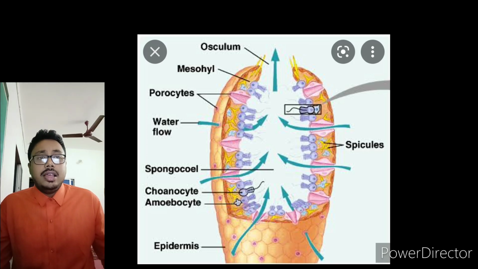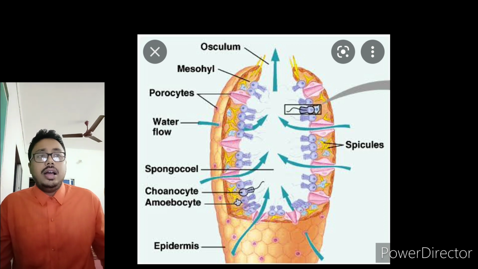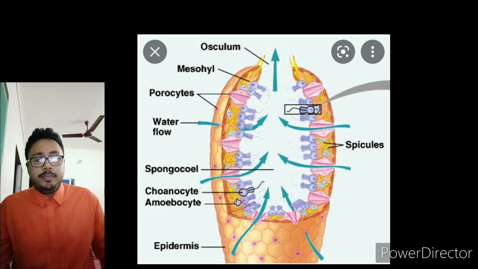For examples, I can use Spongia. You can see the organisms. I'm pasting the pictures. So these are all the characteristics of the phylum Porifera.